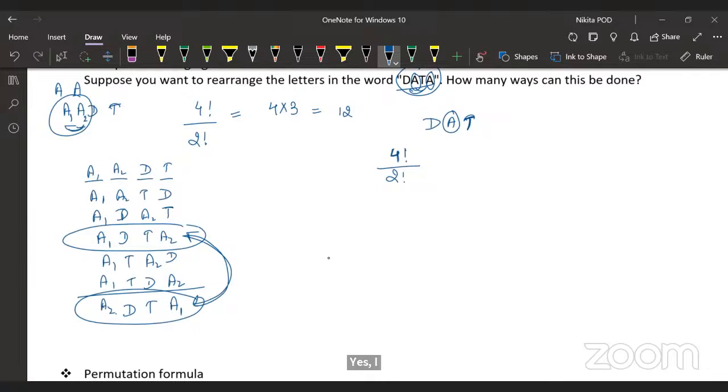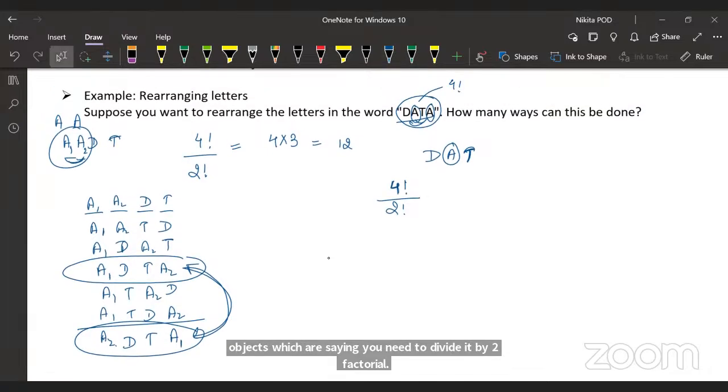So when you treat them as separate objects and write it out, you will see that everything is appearing twice, because A1 and A2 are actually not separate, they are the same thing. So you have to adjust for that. Since you have two objects which are the same, you need to divide by 2 factorial. So you get 4 factorial by 2 factorial.